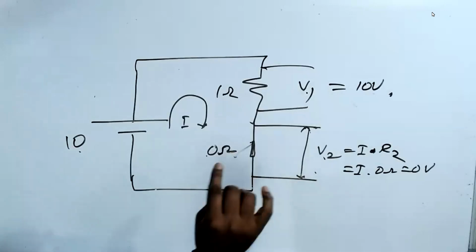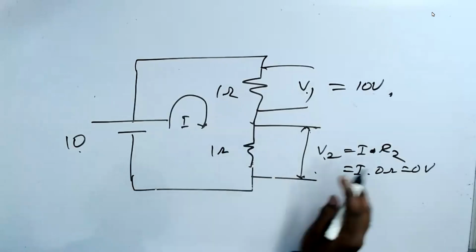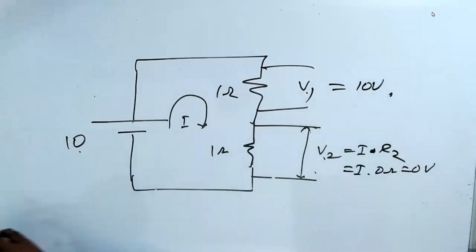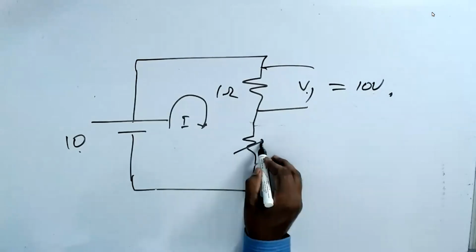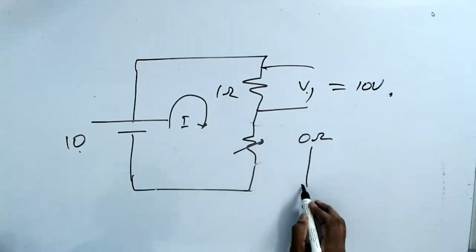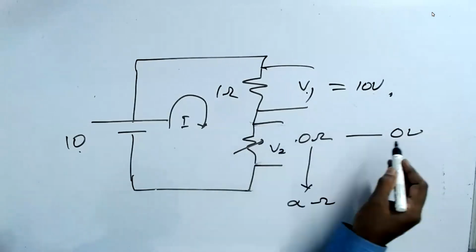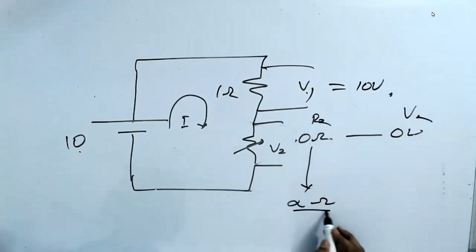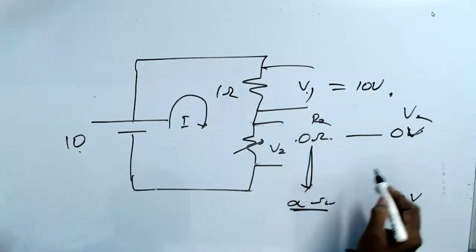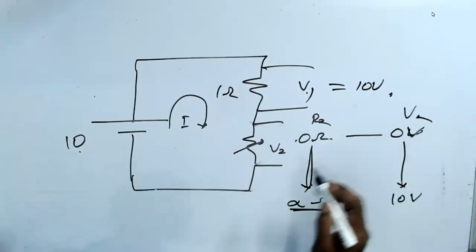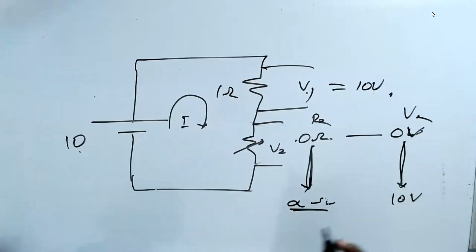So understand here. If I change a resistor to 1 ohm, then the voltage becomes 5 volt. So if I change the resistor, I can change it from 0 ohm to infinity ohm. When R2 is 0 ohm, V2 is 0 volt. When R2 is infinity ohm, V2 is 10 volt. The voltage increases from 0 volt to 10 volt. Understand? If you increase the resistance, then the voltage keeps on increasing up to 10 volt.